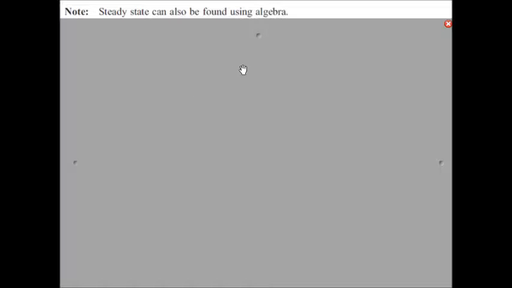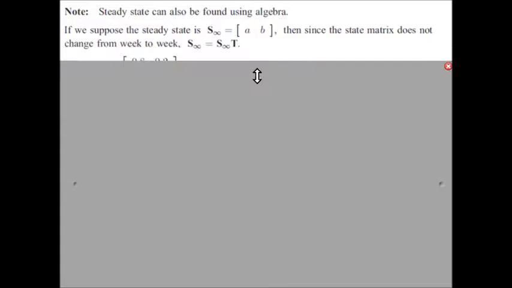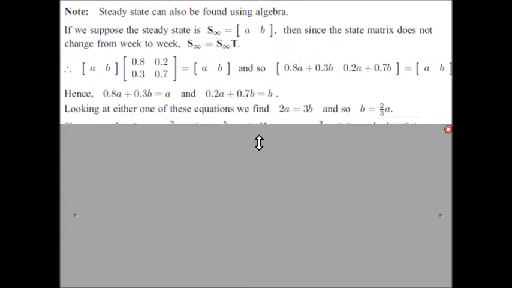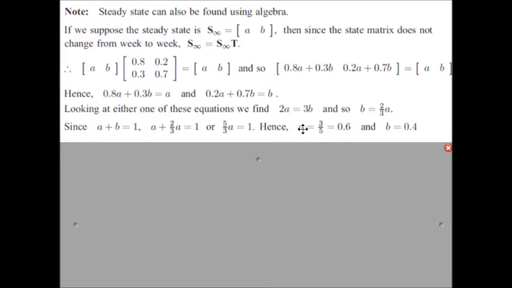Now there is another way to work out the steady state using algebra. If the steady state is AB, we know that if we multiply AB by the transition matrix, it won't change. So therefore, AB times the transition matrix is still AB. So if we multiply these pair of matrices, we end up with this one here, and if we equate terms, we get these equations, which when solved will in fact give us the value of A of 0.6 and the value of B of 0.4.